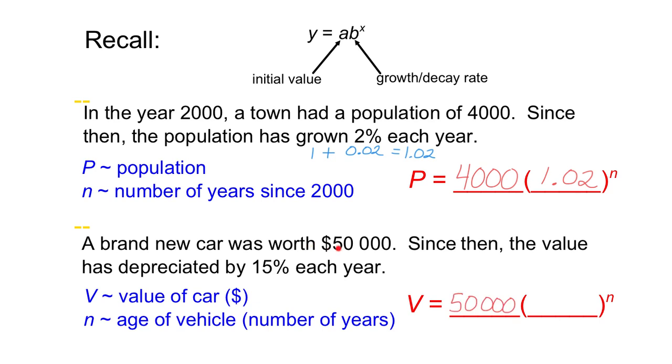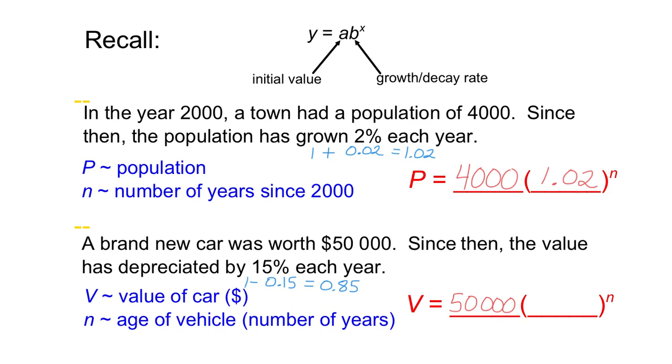Well, the brand new car was $50,000. That's the original value. That's your starting point. That's your y-intercept. Since then, the value has depreciated by 15% each year. Well, 15% is 0.15. Do I put 0.15 here? No, that would mean the value of the car is 15% of what it was in the previous year, but it's depreciating by 15%. That means it's 15% smaller than what it was. If the value is decreasing by 15%, that means the value is 85% of what it was in the previous year.